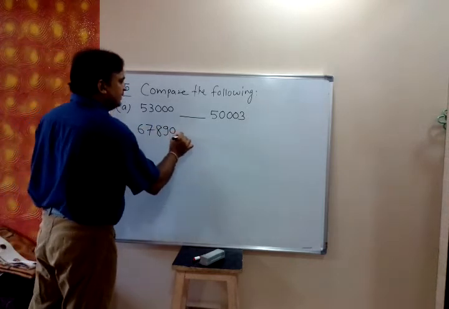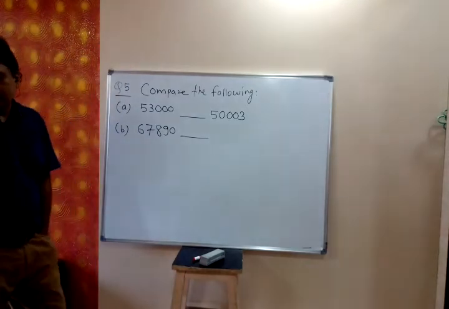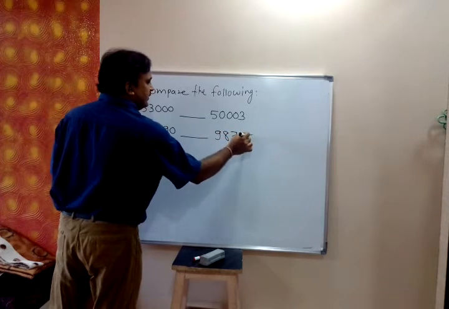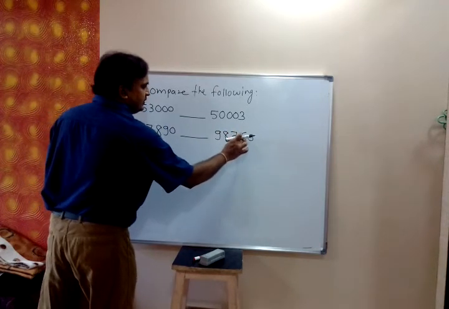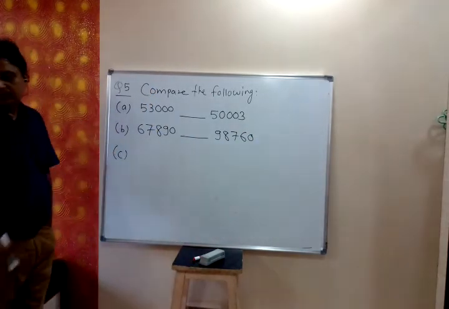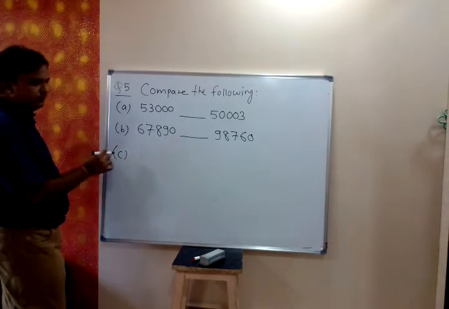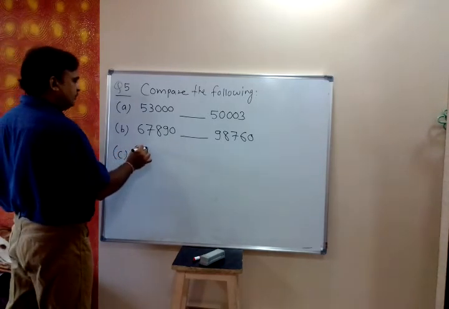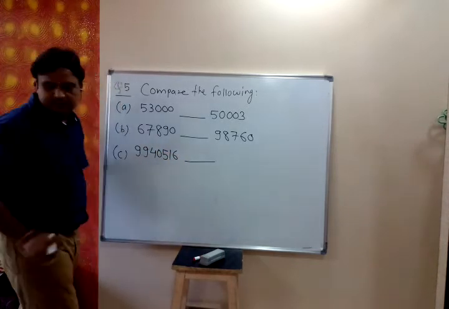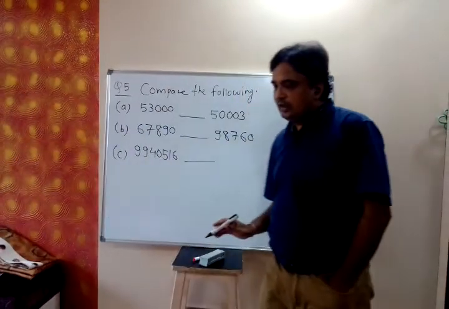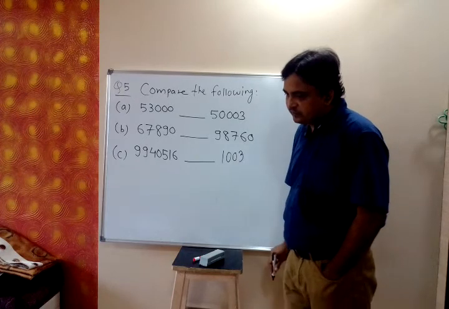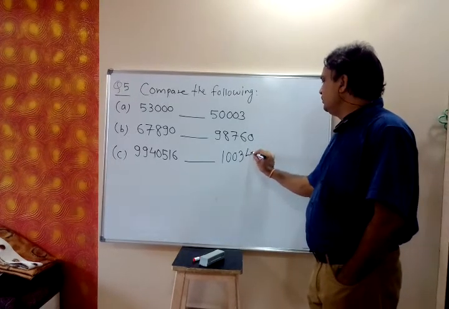67890, then 98760, 98760, then C, 9940, 516, then 1003, 4002.